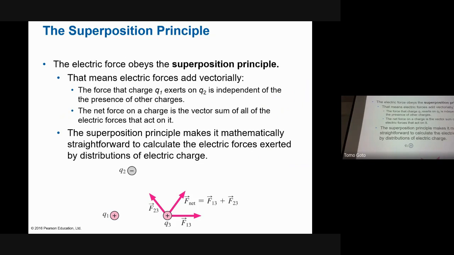Roy, what is the superposition principle? Sorry. What is the superposition principle?